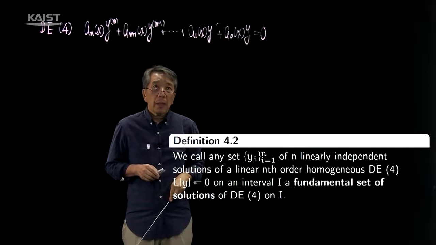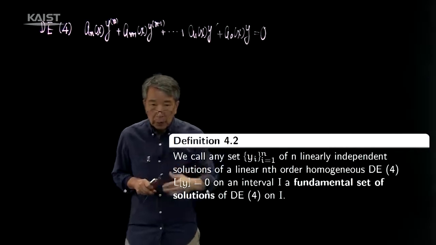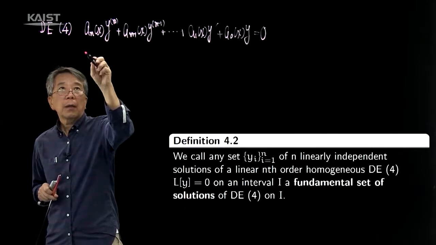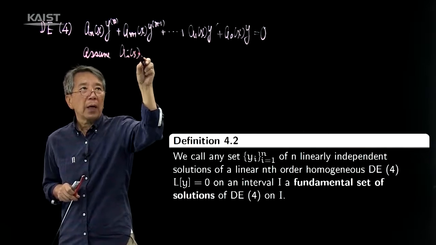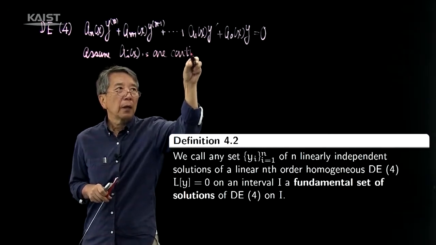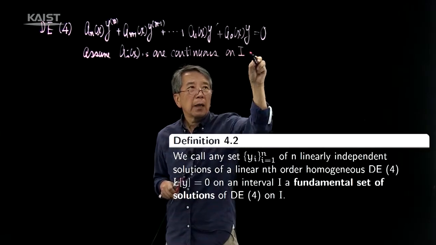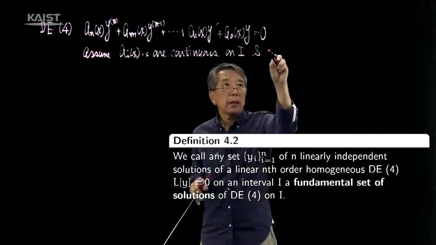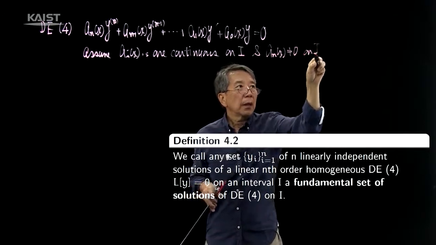This is a linear, nth order, variable coefficient, homogeneous differential equation, where I assume that all the coefficients a sub i of x are continuous on some interval I, and the leading coefficient, a sub n of x, is never 0 on the interval I.